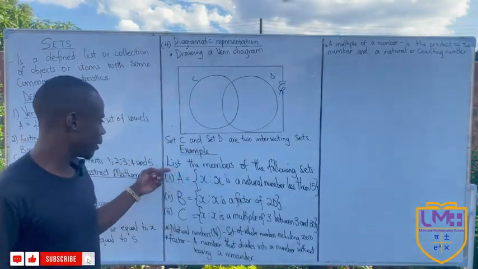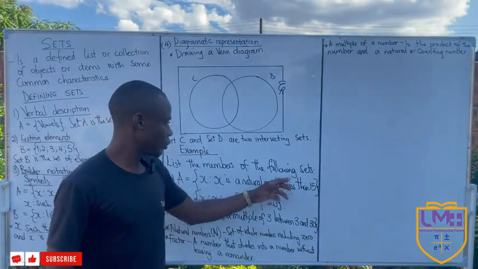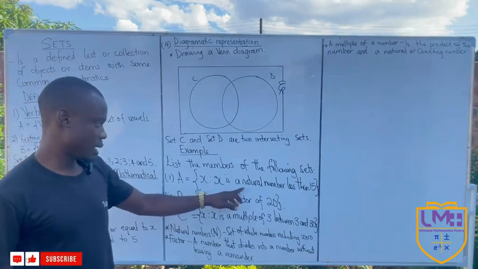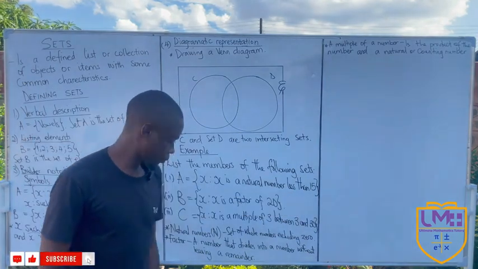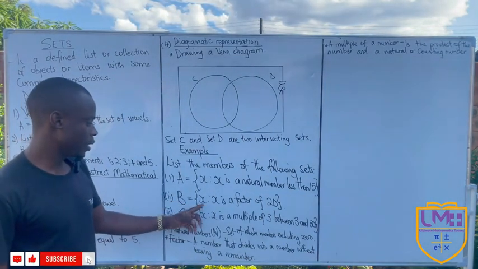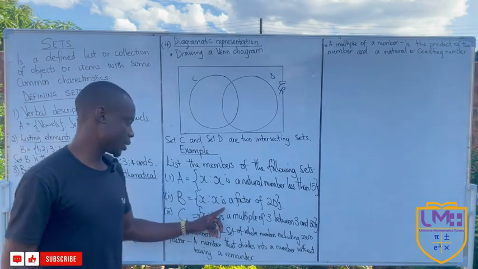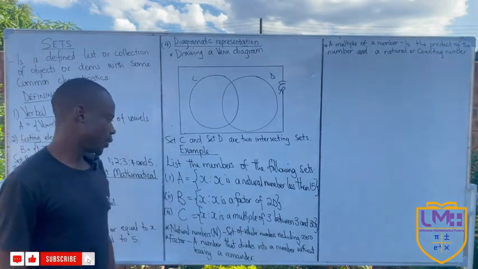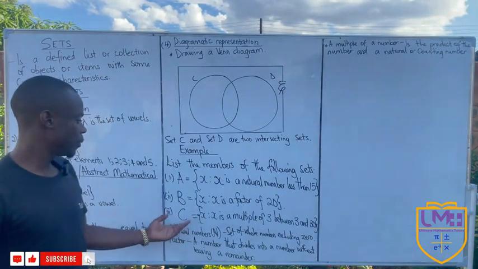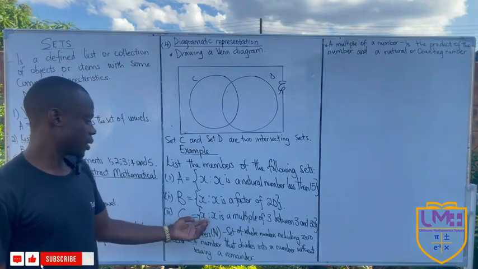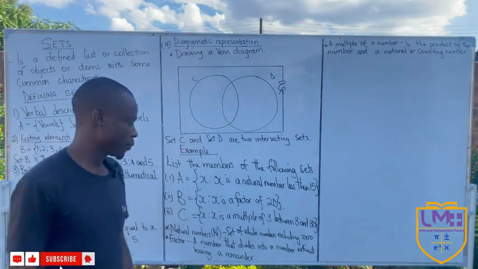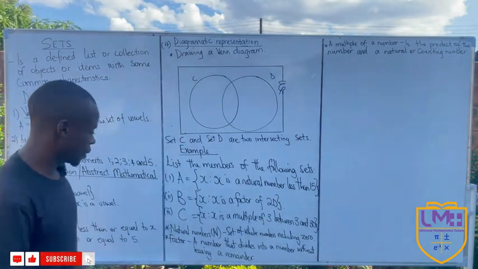Given the following sets, list the members. Item 1, A equals x such that x is a natural number less than 15. Item 2, B equals x such that x is a factor of 20. Item 3, set C equals x such that x is a multiple of 3 between 3 and 30. Take note of this.